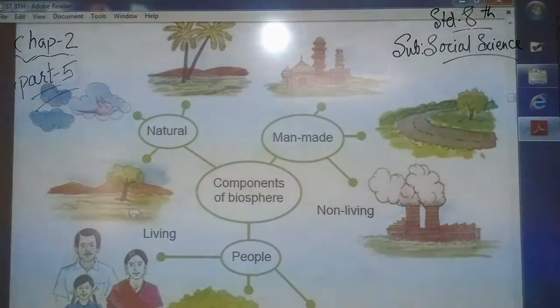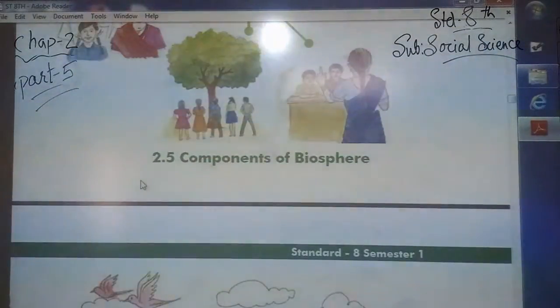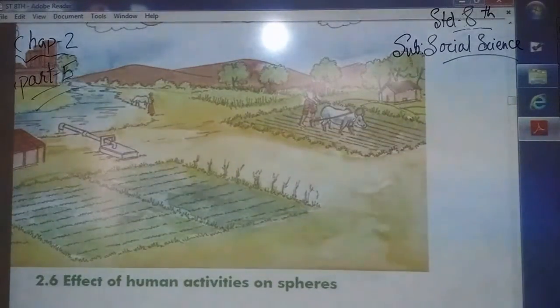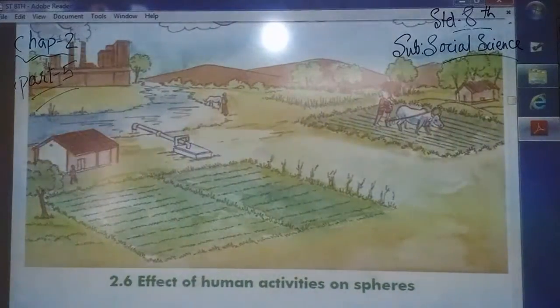Okay. Now it means the components of the biosphere are divided into three parts. First, natural. Second, man-made, and third is people. Understood this diagram? Now we will go down. अब नीचे की तरफ जाएंगे. Another is there: effects of the human activity on spheres.